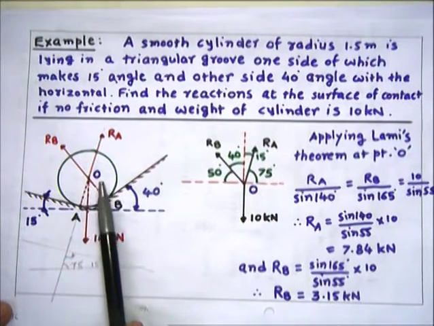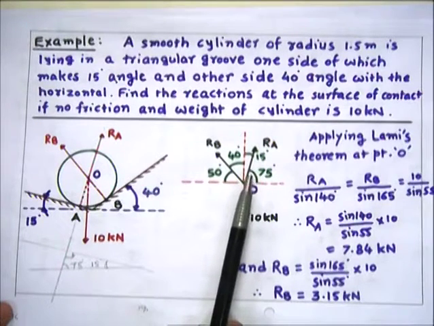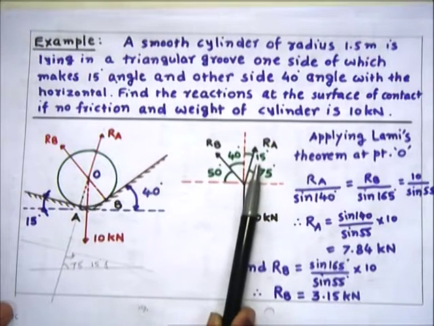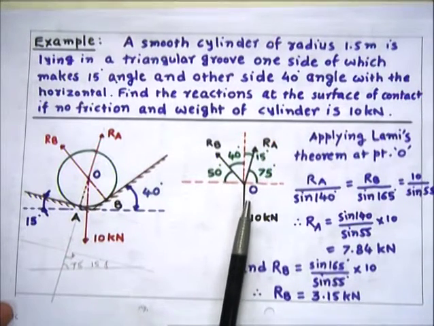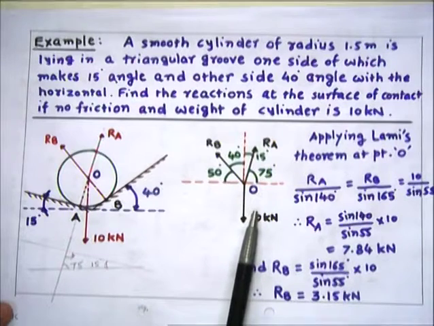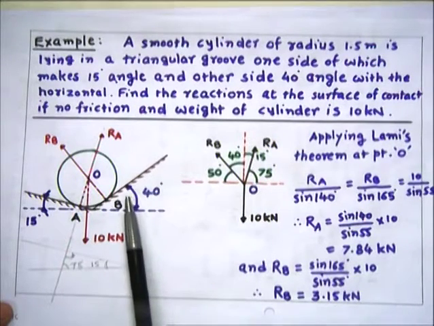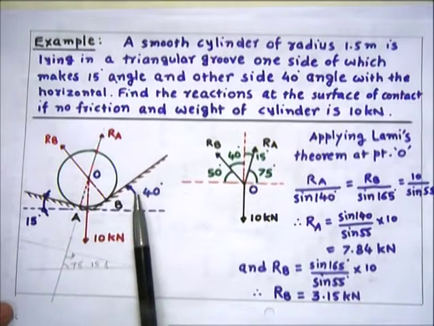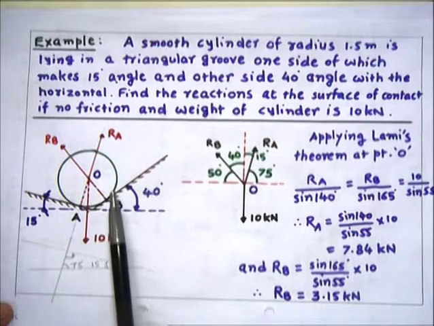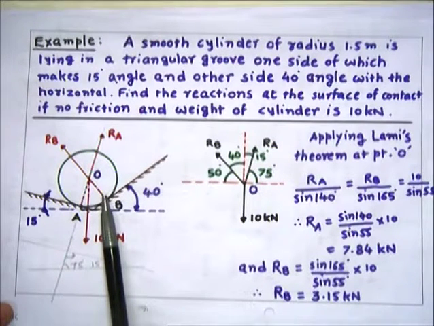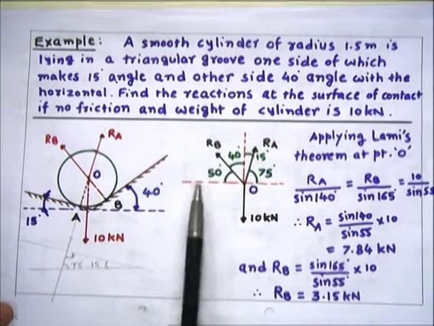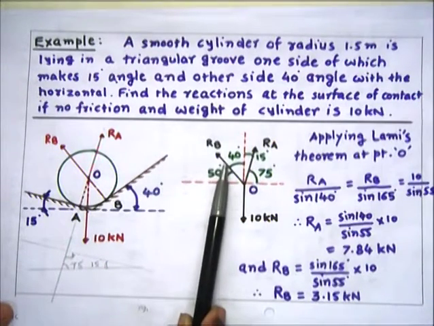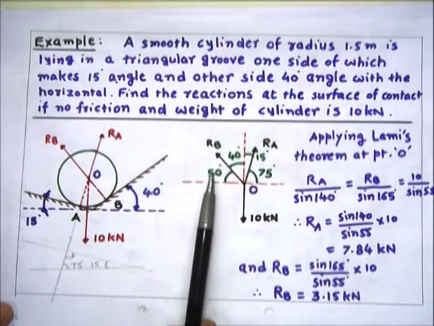So drawing then the free body diagram here, showing two reactions given by two faces, that is RA and RB, and the weight of that cylinder, already 10 kilonewton vertically downward. And from these angles, the angle of this face with horizontal is 40, but this reaction is at 90 degree angle to that face. So the angle of this reaction RB with horizontal will be 90 minus 40, so it is 50.